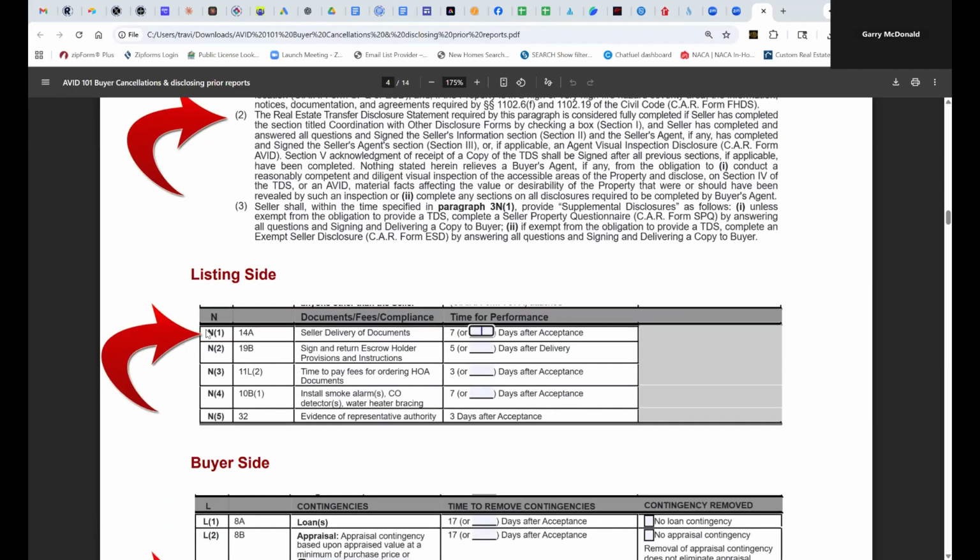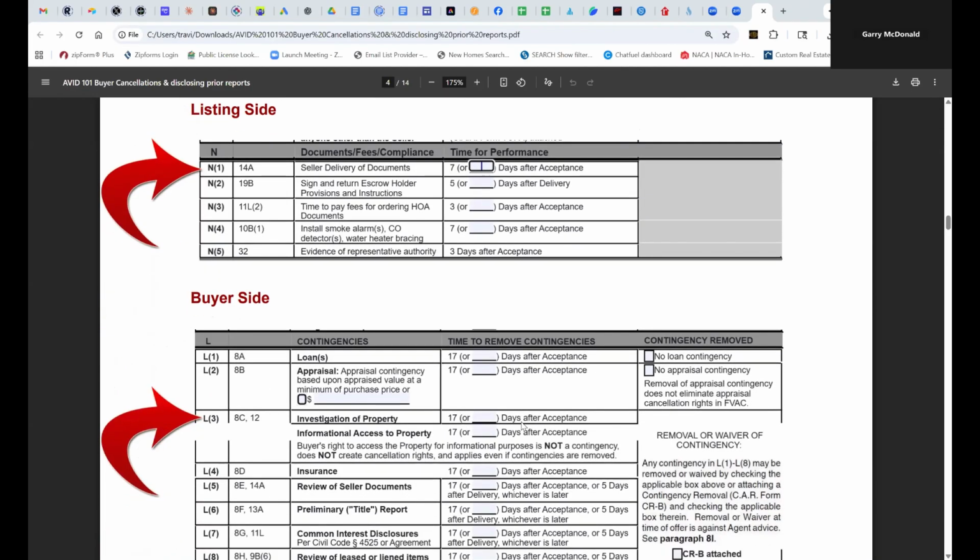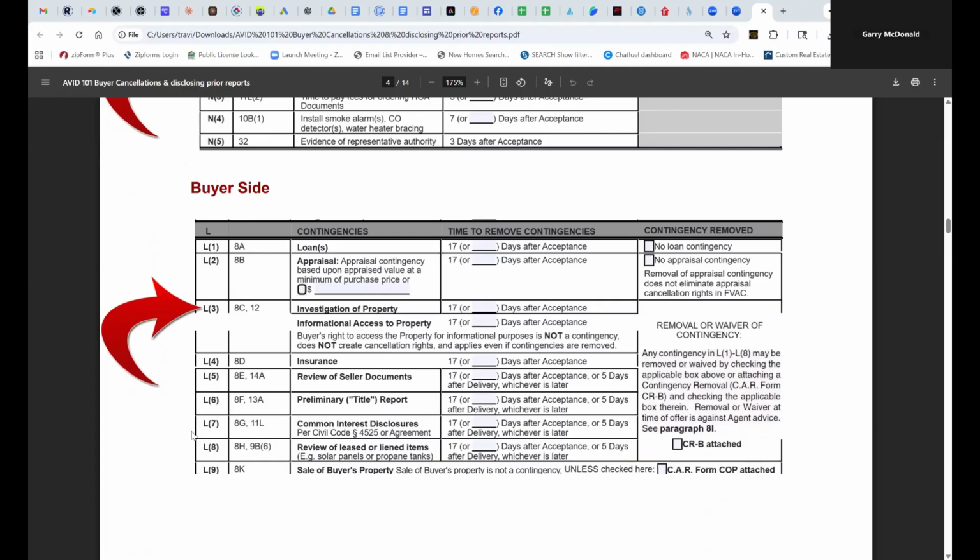So on the listing side, we're looking at N1. The N section is the seller performance section of the RPA, and you'll see N1, delivery of documents within 7 days after acceptance. So that is the time that you should be delivering the AVID, especially if you're delivering the TDS at that point. Buyer side, we're looking at L3 here. L's are your contingency timelines. By default, everything is 17 days, so just pay attention to what you put in there as a buyer's agent as to when you're going to be releasing contingencies.